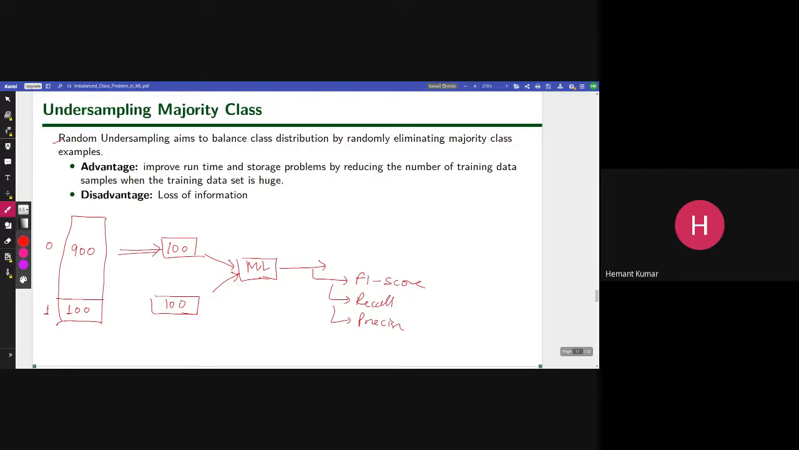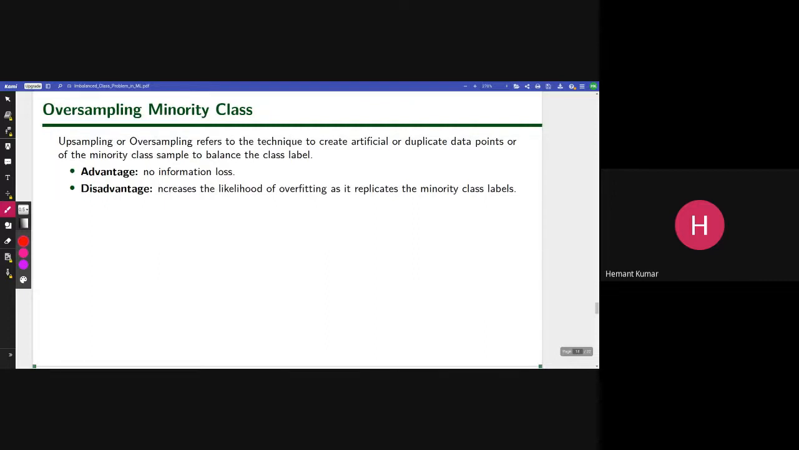So this is undersampling the majority class. One drawback of that is a loss of information, because we have removed 800 samples from the zero class. This is not a good approach for handling an imbalanced class problem. Second approach is oversampling the minority class. We have to upsample, or oversample, the minority class.